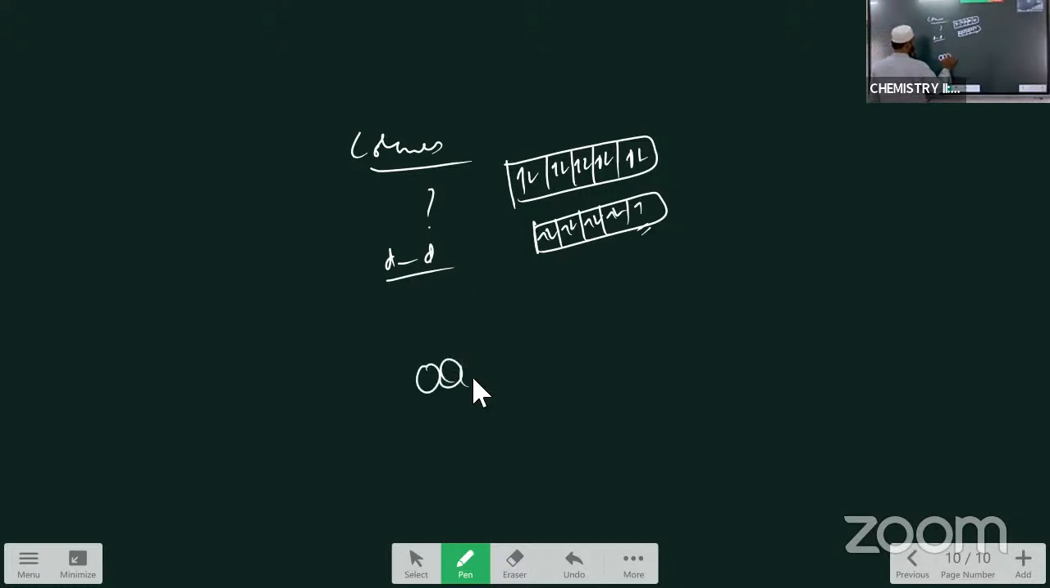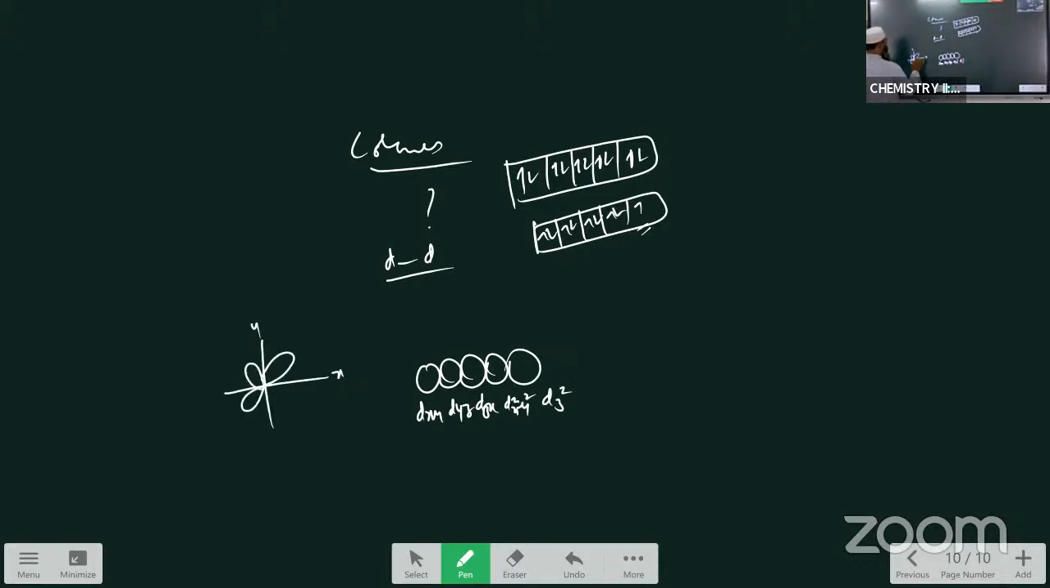See here, I am writing the 5 d orbitals. First one dxy, dyz, dzx, dx square minus y square, dz square. See that dxy means this is the x and this is y. Lobes are present in between the axes.